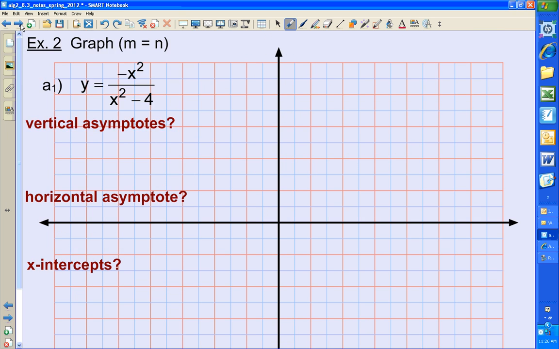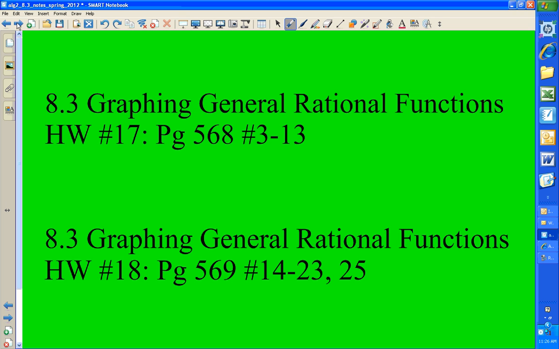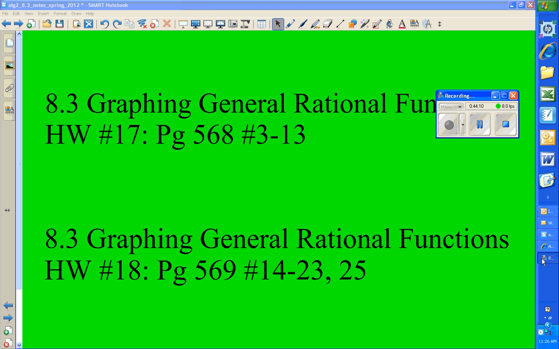Here is the assignment for tonight. Here's the assignment for tomorrow night. Same section. We have more examples we need to look at to get everybody caught up.